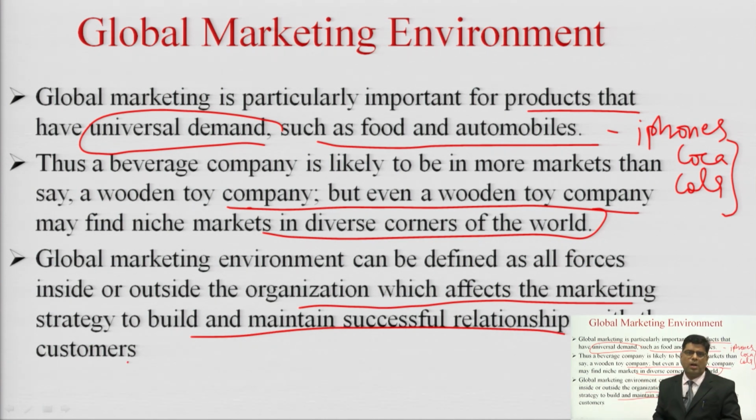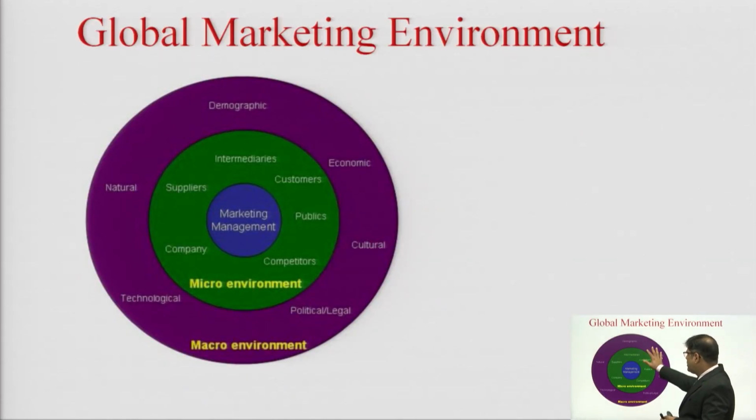In short, how can we define the global marketing environment? A global marketing environment can be defined as a set or a collection of all the forces which would impact the company's efforts to market its products or services worldwide. So, in the next slide we are going to show a diagram. As we can see, this is the diagram which shows the complete global marketing environment.